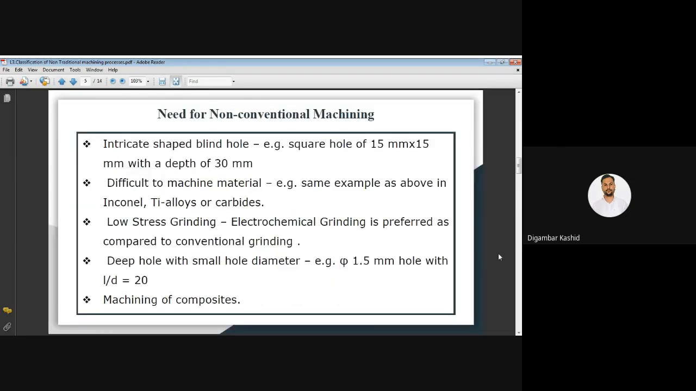Now, as we have already discussed about advanced machining and where to go for it, similarly, as per the syllabus, we have the point that is the need for non-conventional machining.